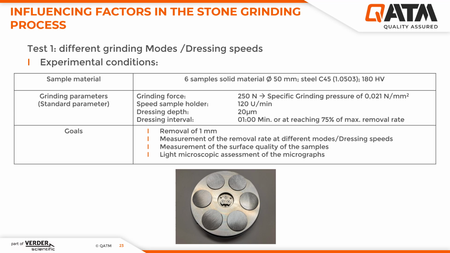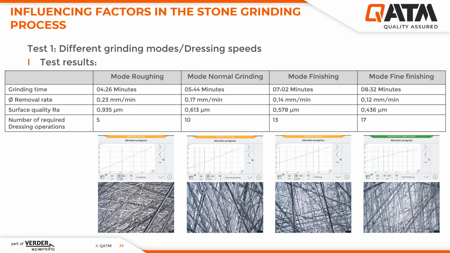I ground the sample holders at different dressing speeds in the roughing, normal grinding, finishing, and fine finishing mode. At different dressing speeds, I was able to see a big difference in the grinding time and the dressing rate. In the roughing mode, the grinding time can be reduced by 50% compared to the fine finishing mode. I could also see that when the grinding stone is roughly dressed in the roughing mode, the number of dressing processes is significantly lower than in the fine finishing mode.